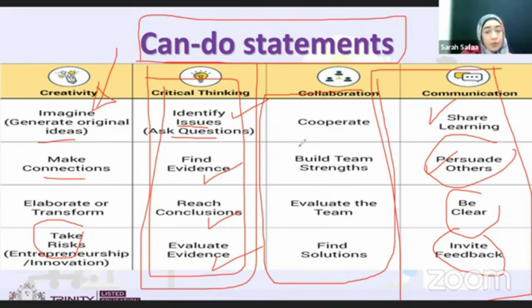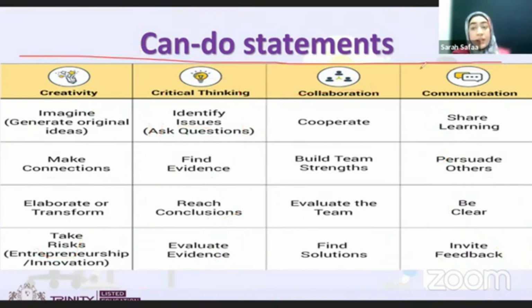Is he able to cooperate with his mates? Is he able to build a team around him or not? Is he able to evaluate the team, which means to assign each one of his colleagues in the right part? Is he able to find solutions when it comes to the problems that they are facing while they are collaborating or not? So these are the can-do statements that you can use to evaluate or mentor your students to know the level of their skills.